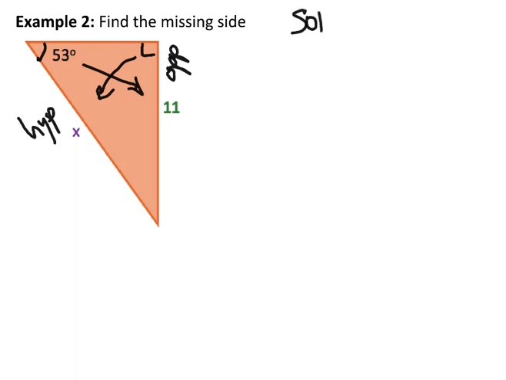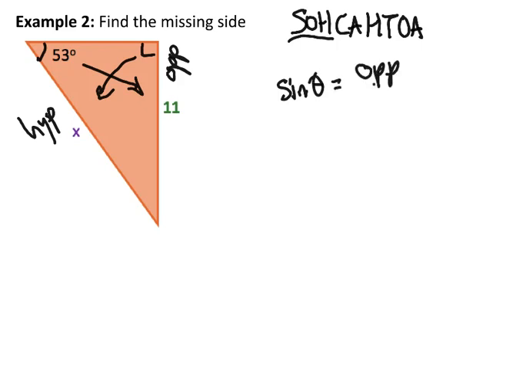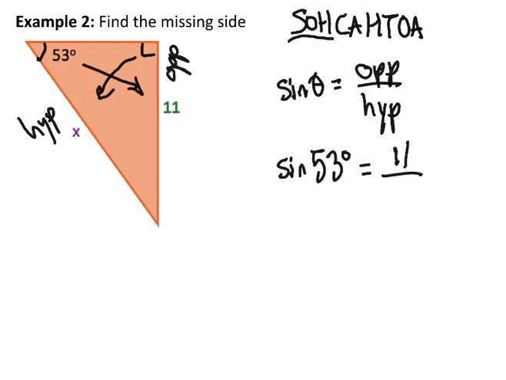So looking at SOHCAHTOA, it looks like I have an opposite and a hypotenuse involved, so I'm going to need the sine ratio. Sine of your angle is going to be the opposite divided by the hypotenuse. Let's fill in what we know. So my angle is 53 degrees. The opposite is 11, and the hypotenuse is x.